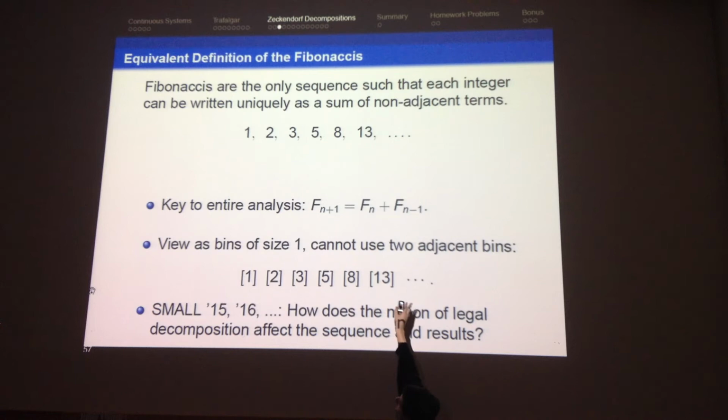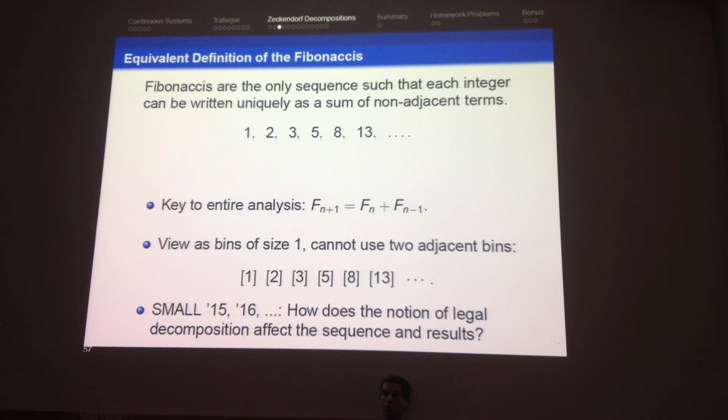So it turns out the whole key to the analysis is the recurrence relation. You can view this as saying we have bins of size 1. I can only use one element in each bin. I can't use any neighbors. So something that some of my students will be looking at this summer is, well, what happens if I have other rules of decomposition? What kind of sequences do these generate?